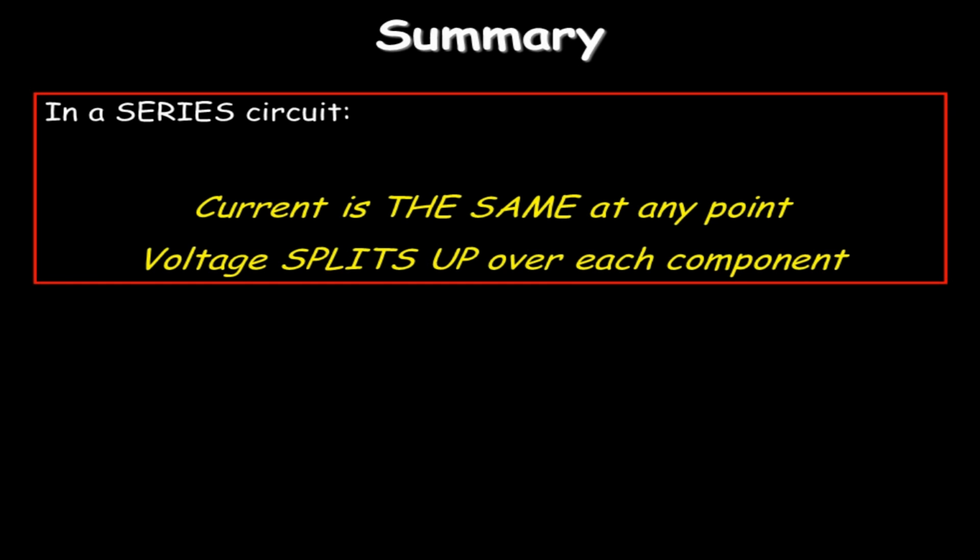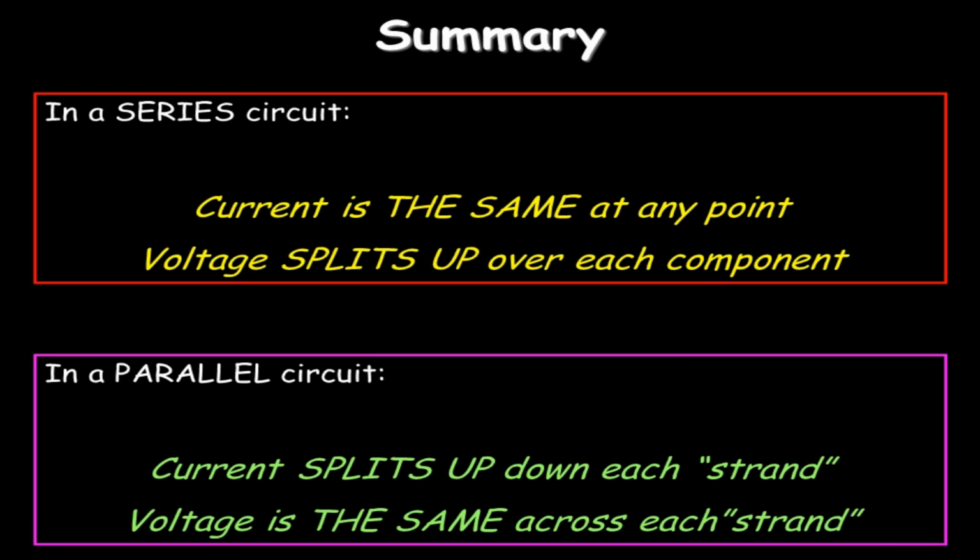So in summary, in a series circuit, the current is the same at any point, but the voltage will be split up over each component in that series circuit. In a parallel circuit, it's the current that splits up, but the voltage stays the same. Worth remembering these 2 simple rules.